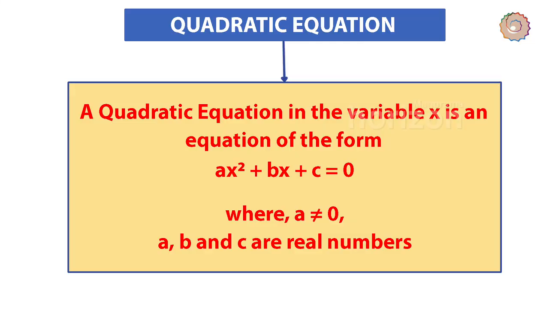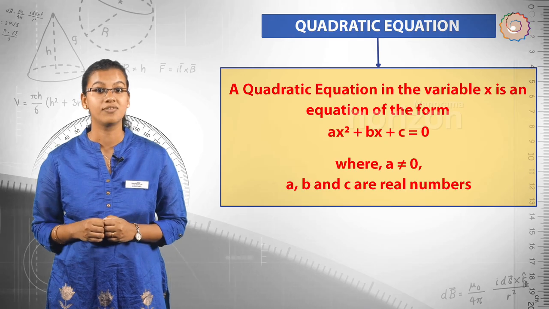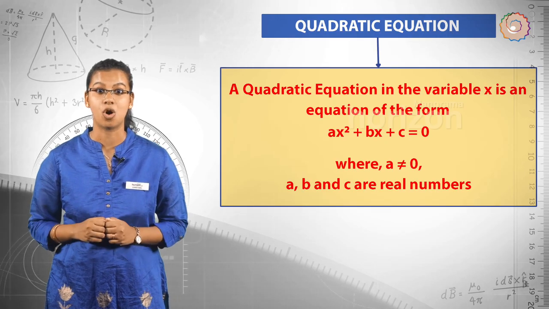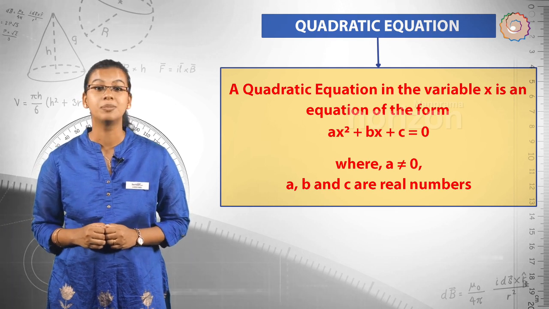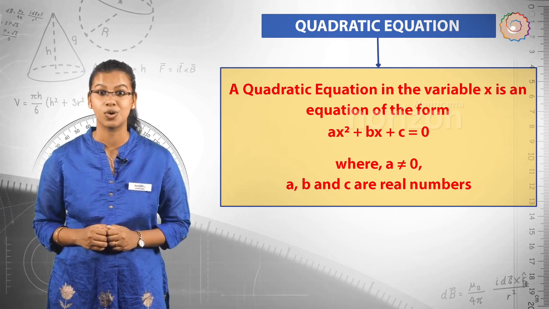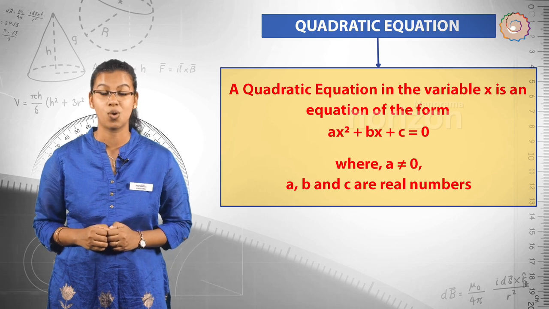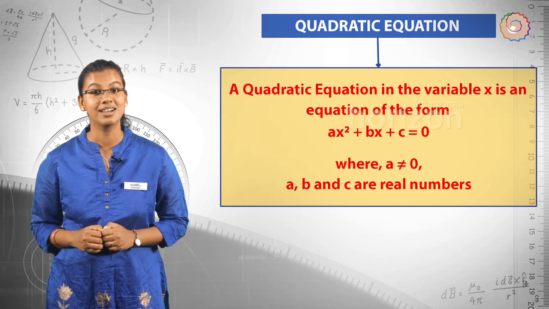So we can conclude that quadratic equations can be generated from several situations in the world around us and in different fields of mathematics. But before deciding whether an equation is quadratic or not, we need to simplify the given equation, then check whether it is of the standard form of a quadratic equation, that is ax square plus bx plus c equal to 0, where a not equal to 0, and a, b and c are real numbers.